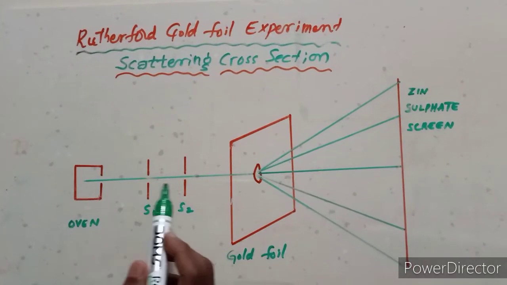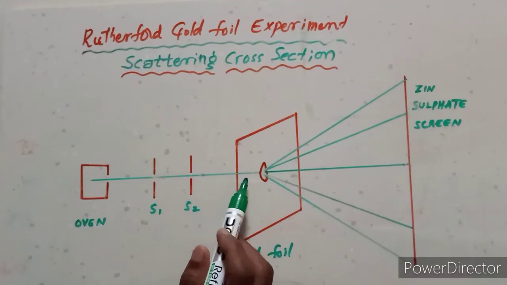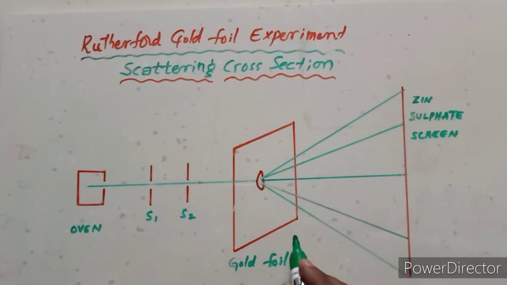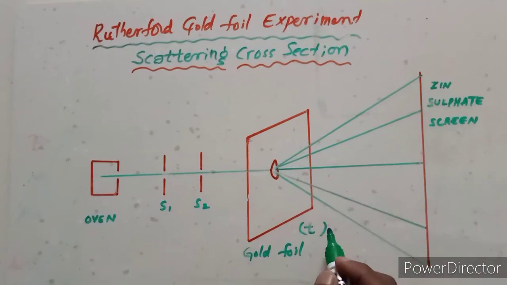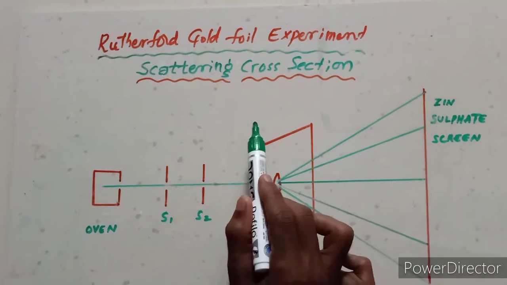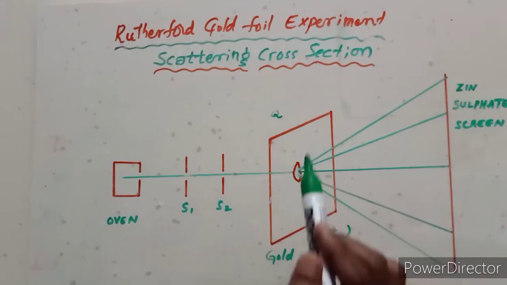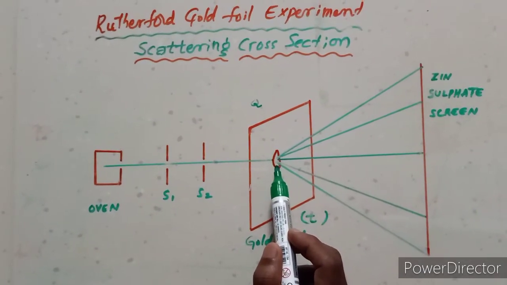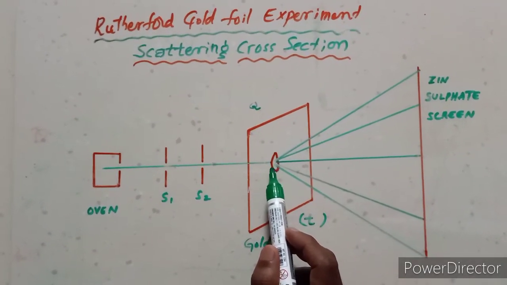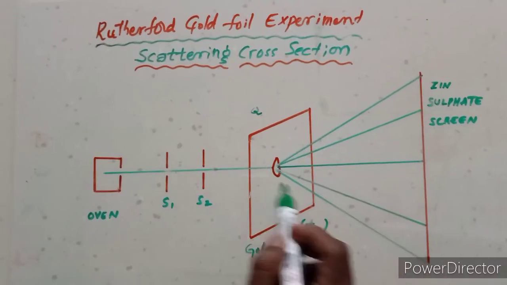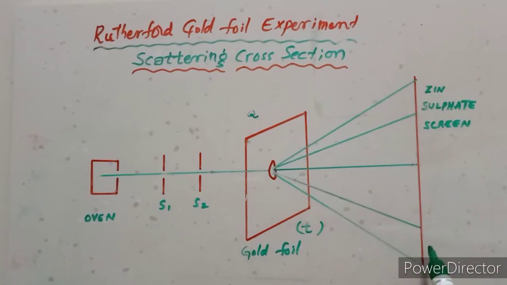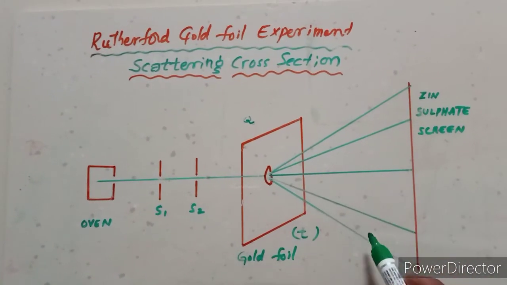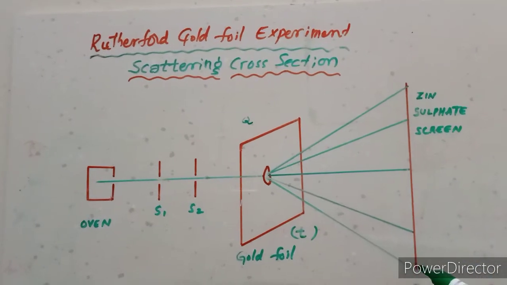Then this alpha particle beam is incident on the gold foil. The gold foil thickness is small t. The cross sectional area of the gold foil is Q. After incidence on the gold foil, some alpha particles are scattered. These alpha particles strike the zinc sulfide screen.